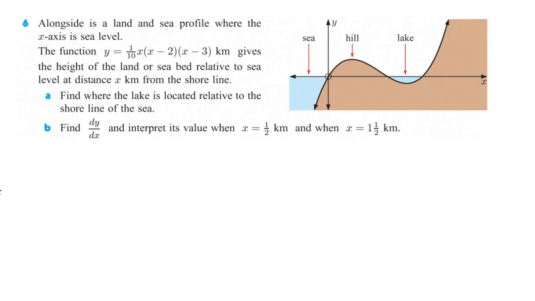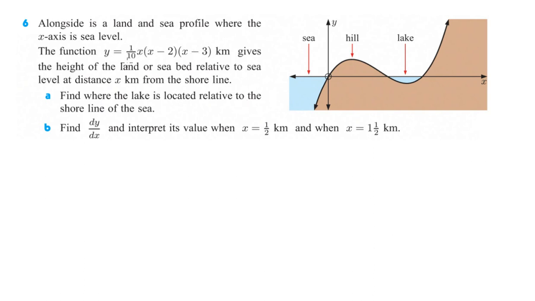alongside is a land and sea profile where the x-axis is the sea level. So here's sea level. The function y equals 1/10 x times x minus 2 times x minus 3 gives the height of the land above land or seabed relative to sea level at the distance x kilometers from the shoreline. A lot of mumbo jumbo there, but we'll make it make sense here in a second. Find where the lake is located relative to the shore of the sea.